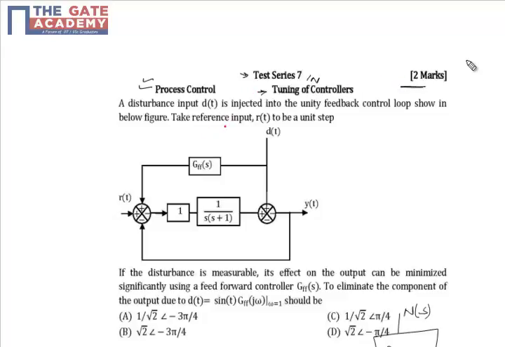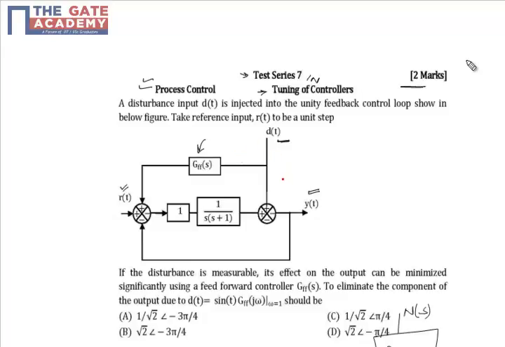So here the question is, we have a feed forward controller, where the disturbance is forwarded to the input. Here d of t is a disturbance, and the output is y of t. The input is r of t. So we have a feed forward controller GFFS. Here we are asked to find the output.